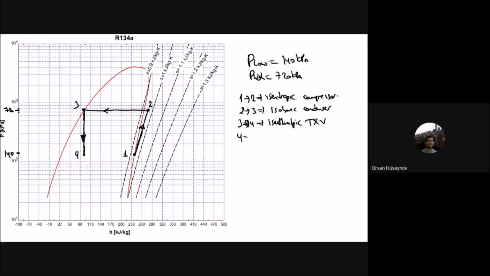And then you have the 4 to 1 here, which is the isobaric evaporator. For this isobaric evaporator, you will have this Q in, and that's the direction. Here you will have Q in or Q low, as I said. Here you will have QH or Q out. This is how the pH diagram works for the compressor, so it's a vapor compression cycle.